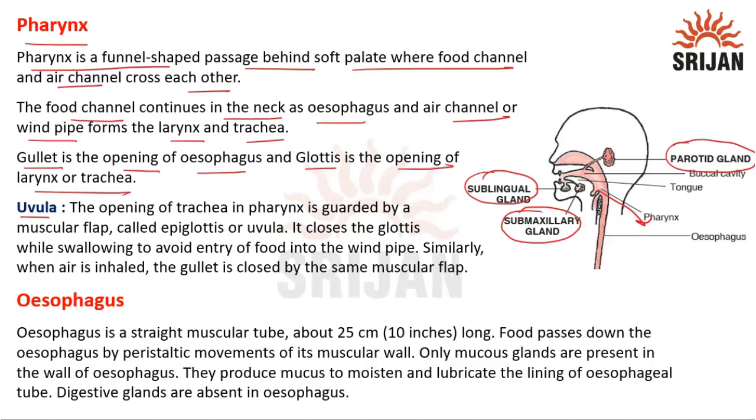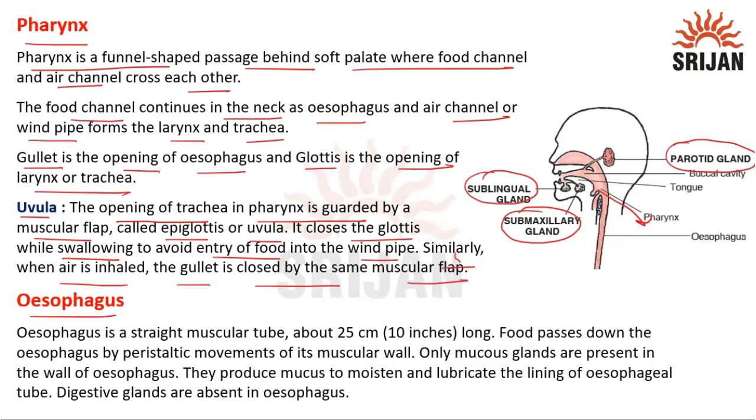Then uvula. The opening of the trachea in the pharynx is guarded by a muscular flap called the epiglottis or uvula. It closes the glottis while swallowing to avoid entry of food into the windpipe. Similarly, when air is inhaled, the gullet is closed by the same muscular flap.